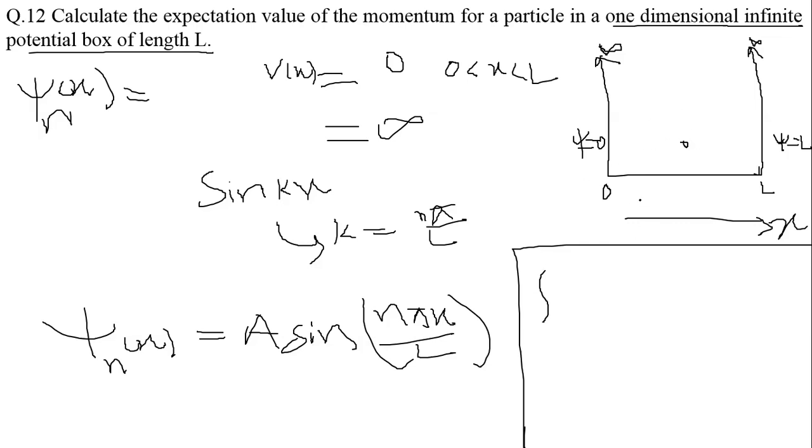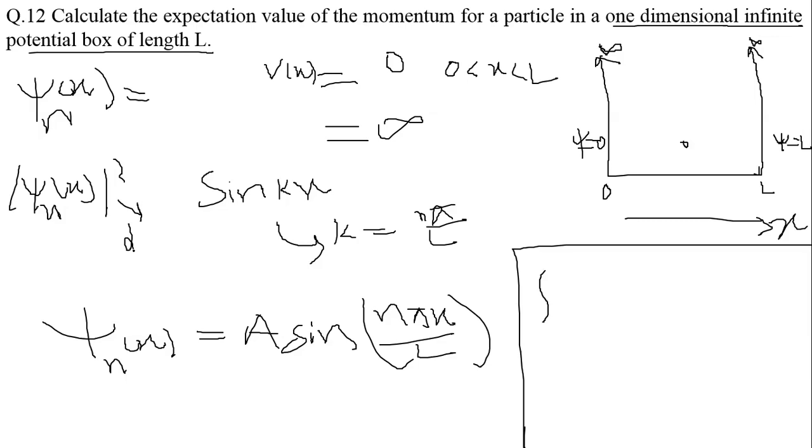But here we first need to normalize the wave function, and for that we will integrate the wave function with its complex conjugate. We know that the wave function has no physical meaning, but the wave function mod square has a physical meaning, and it gives the probability of finding a particle.